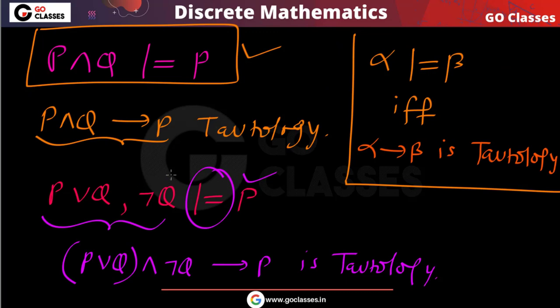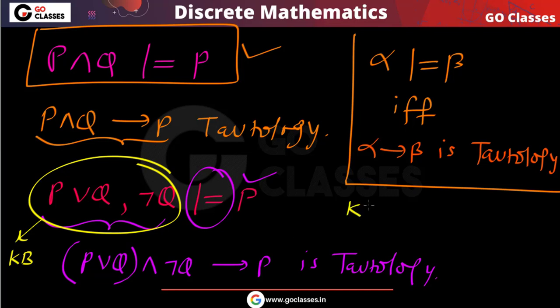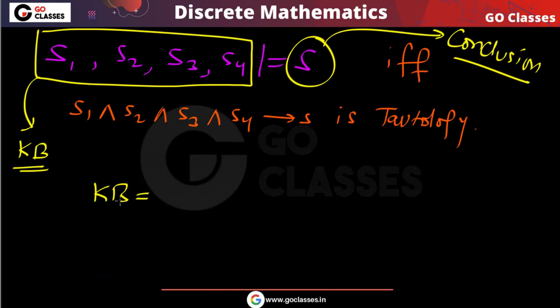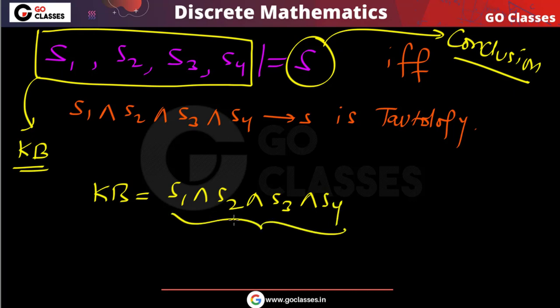For example, here the knowledge base is P or Q and negation Q. In this example, the knowledge base is basically P and Q. And in this situation, the knowledge base is S1 and S2 and S3 and S4. So this is the simple idea.